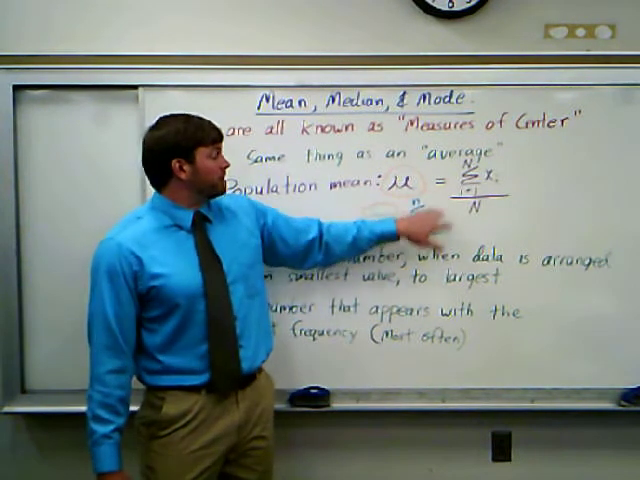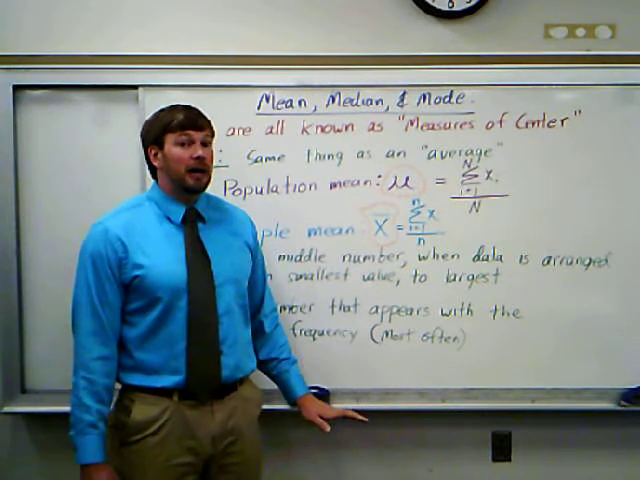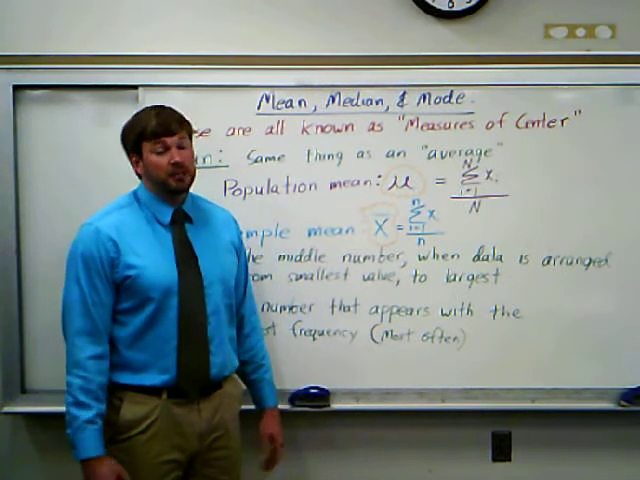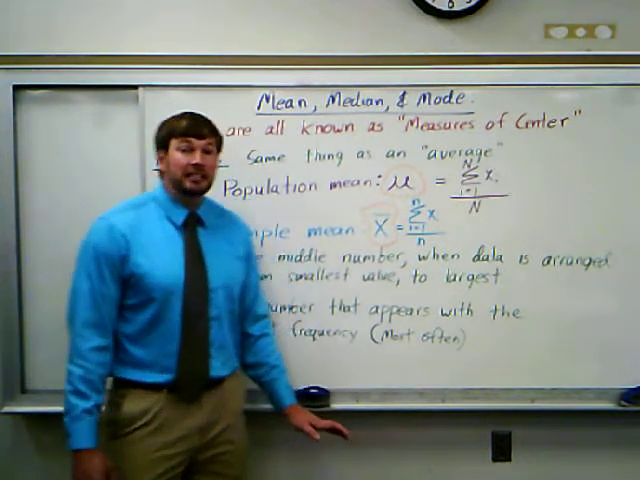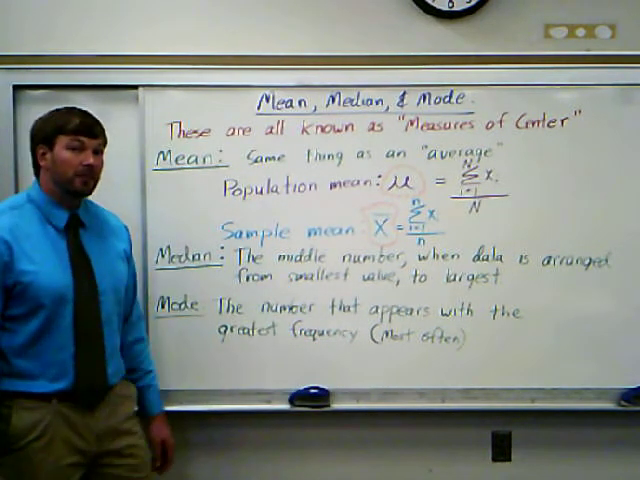This is the formula for each of these. Don't get too confused about it. You guys probably all know how to find a mean. Just add it up and divide by however many values there are. And of course, we'll see an example of that here in just a moment.